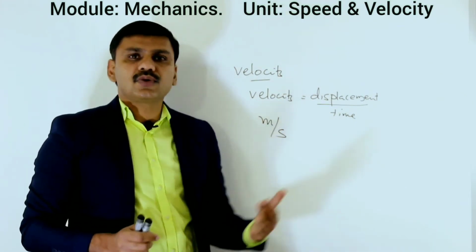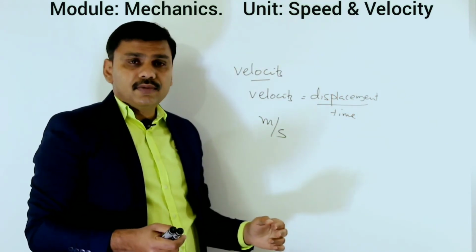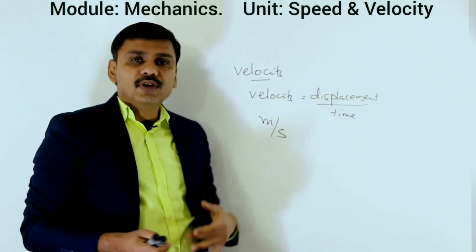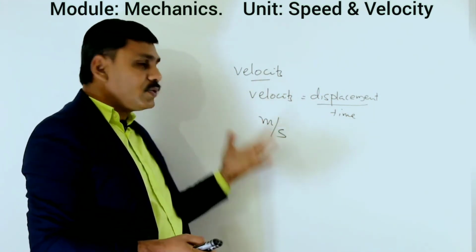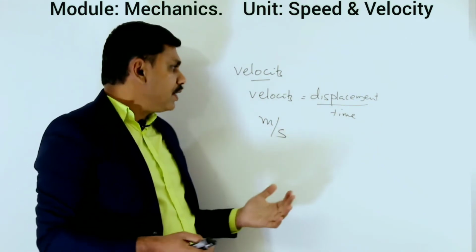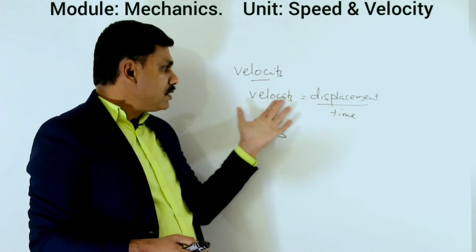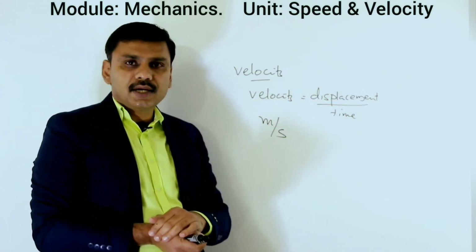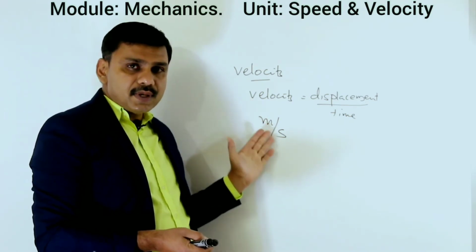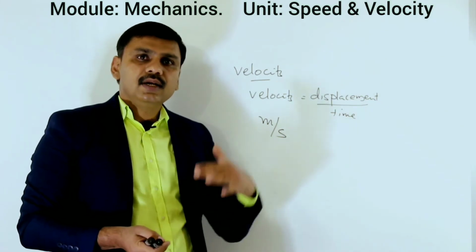It is a vector quantity. What is the reason? It is derived from a vector quantity. Displacement is a vector quantity, so velocity also will be a vector quantity, because velocity is derived from a vector quantity. So velocity simply means displacement divided by time, it is measured in meter per second, and it is a vector quantity because it is derived from a vector quantity.